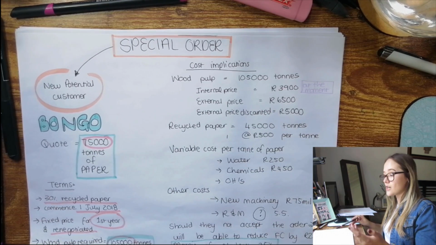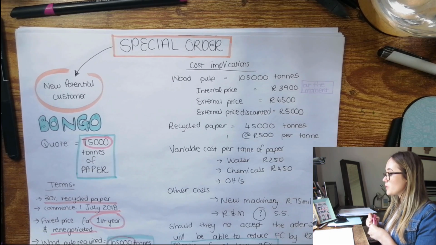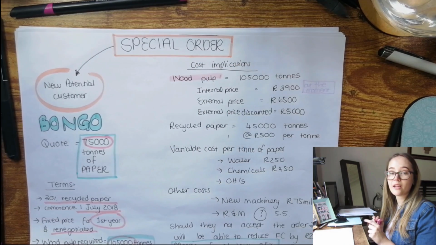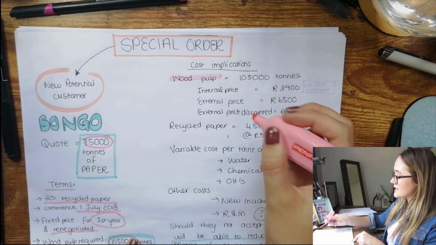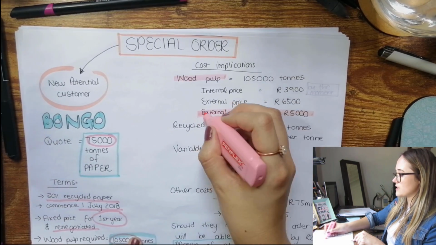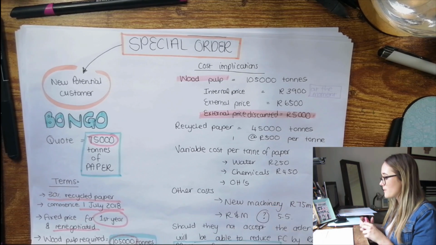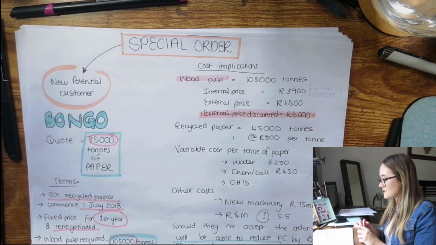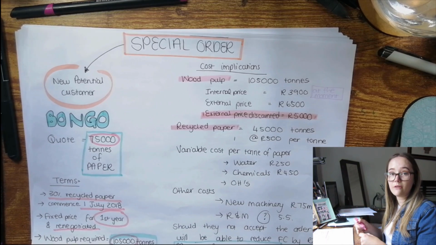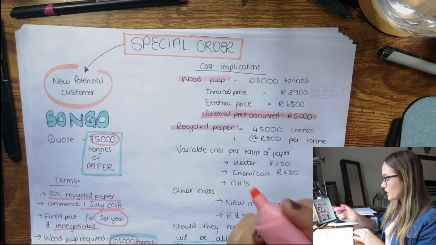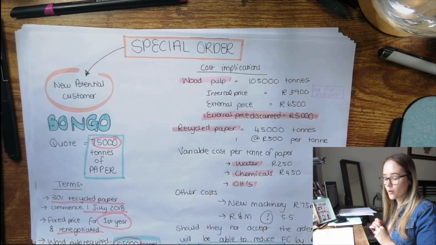So this is where I would start taking my highlighter and thinking what of this would be relevant and what won't. So wood pulp, that is a variable cost, so that'll definitely be a relevant cost for this question. And in this case, you'll be using the external discounted price. Right, why would you be using a more expensive price if you have a discounted price? You'll be using the external price, which is discounted. Then recycled paper, that is a variable cost, so that'll definitely be a relevant cost for this question. And then your other variable costs, water, chemical, and your variable portion of your overheads.